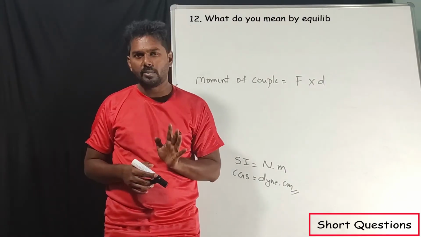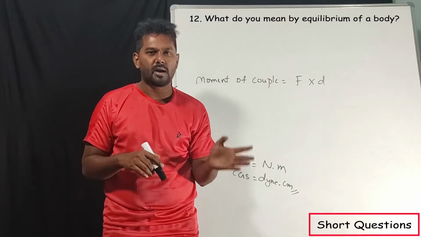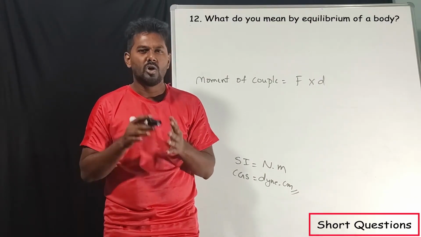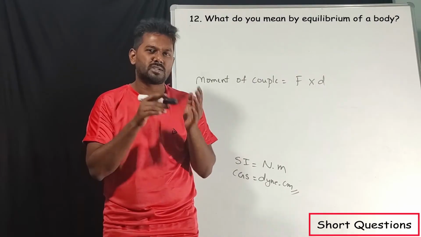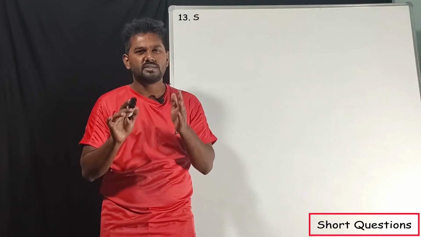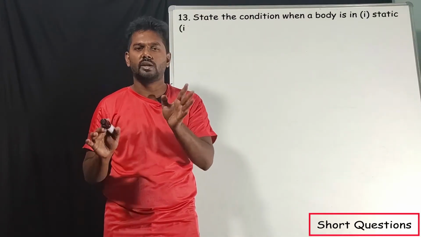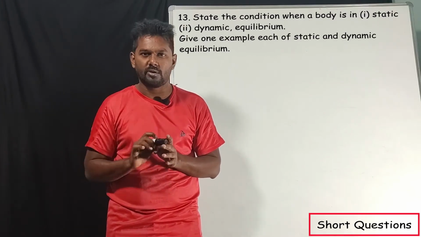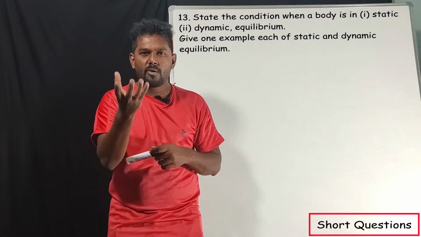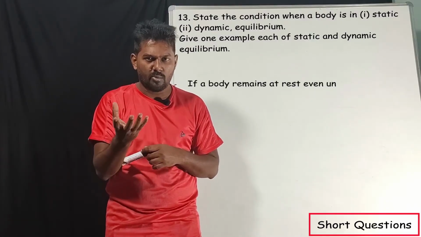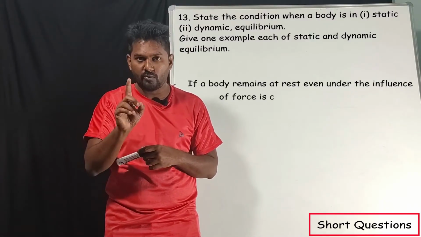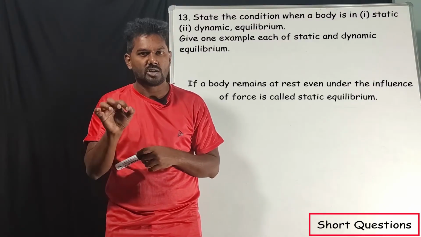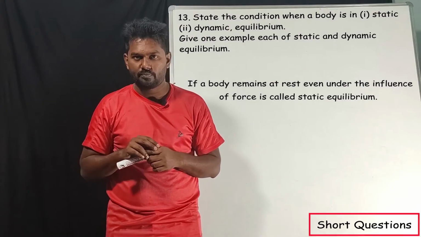The meaning of equilibrium, this we have explained in part A, correct? While teaching about equilibrium, we have taught the meaning also, so we don't have to waste time in this video. This is the easiest question, but for this you should know the conditions. What they are asking is the condition for static equilibrium and dynamic equilibrium. Very simple. See, if a body remains at rest, not moving, remains at rest even under the influence of forces, this is called static equilibrium.